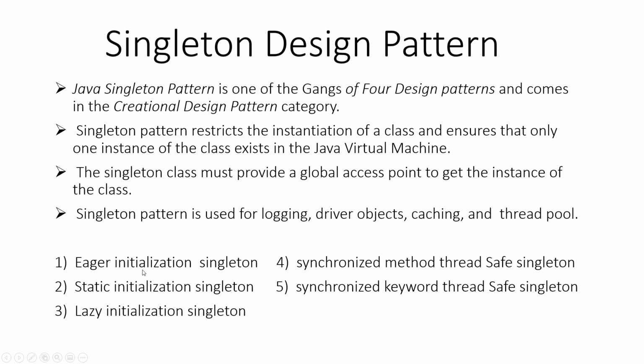So we have seen all these types of examples: eager initialization, static initialization, lazy initialization, synchronized method thread safe singleton, and synchronized block thread safe singleton. All these five ways we tried to create singleton classes, and we have tested them, and we got to know the advantages and disadvantages of each of them.